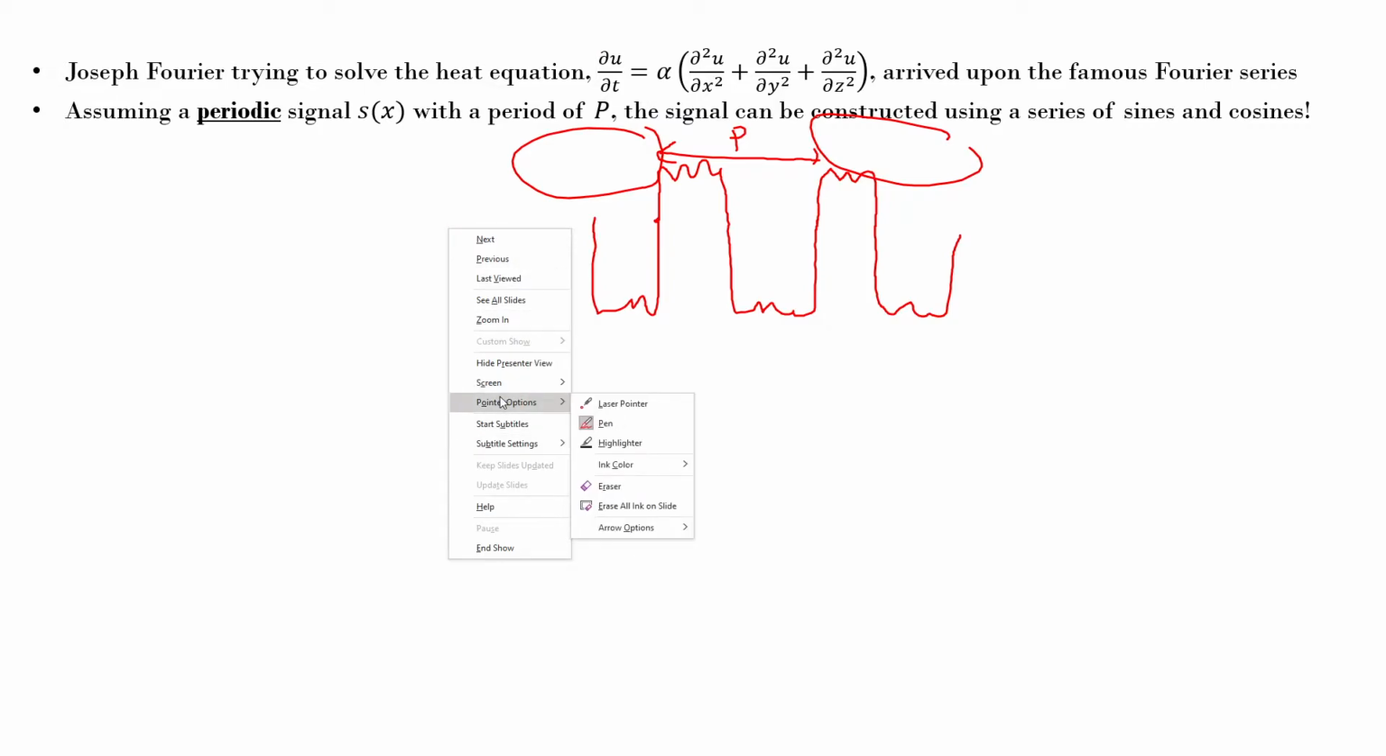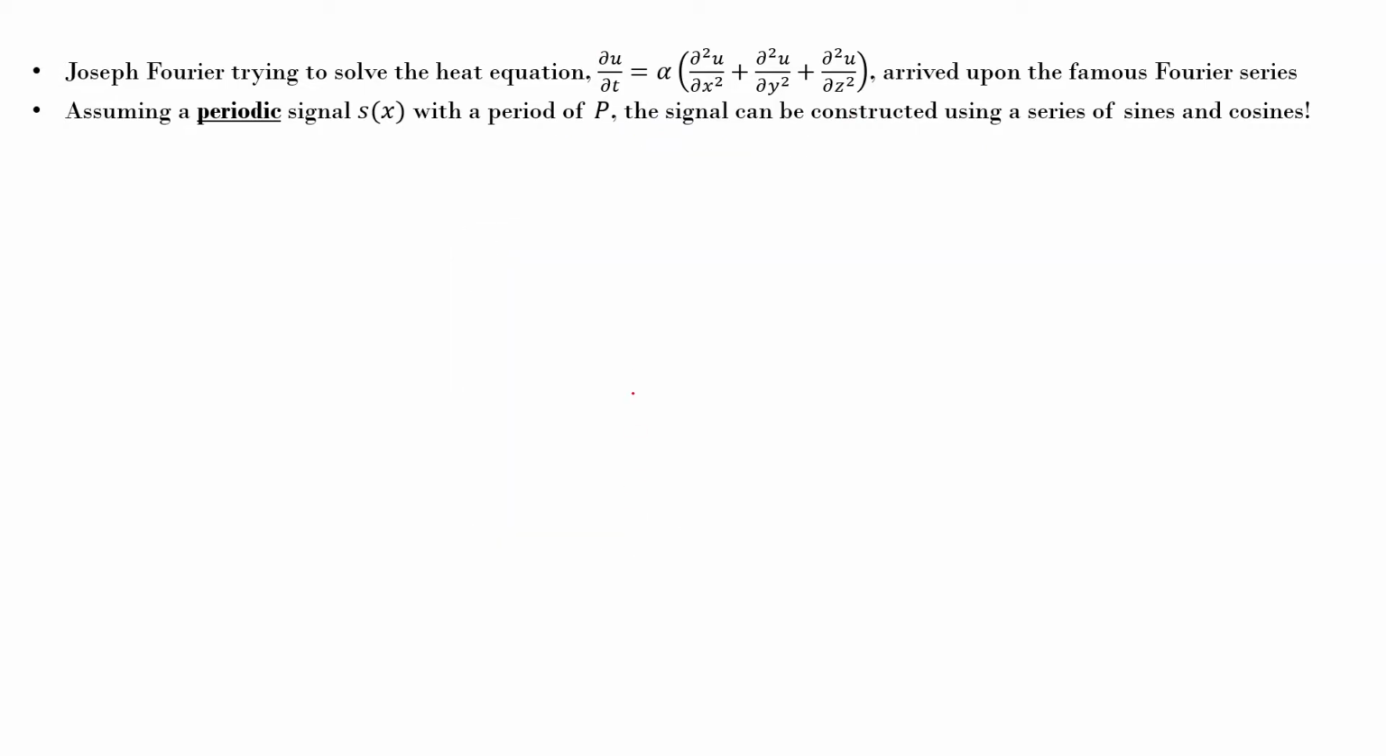If we have an s of x which is periodic with period p, then what Fourier discovered was that this signal can be represented or decomposed into a sum of sinusoids, or rather sines and cosines, a sine signal and a cosine signal. He in fact claimed that any signal s of x can be decomposed into this series of sines and cosines. You take any random shape, if that is periodic, you can try to represent it using sines and cosines.